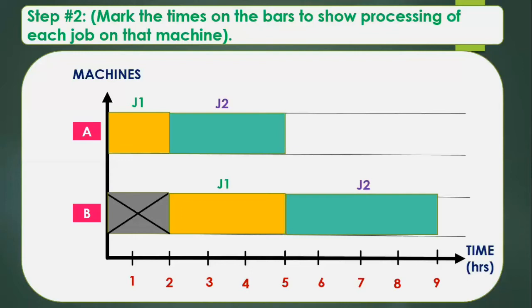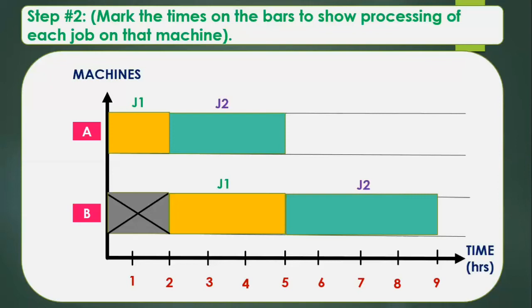Again, as you can see, since we are done with job 1, we ended at the second hour. So the second hour will be our starting point for job 2. Like our problem said, this will be processed by machine A for 3 hours. So if 2 is our starting point, and we count the hours, 3, 4, 5, we stopped at the 5th hour. So job 2 has been processed by machine A for 3 hours.